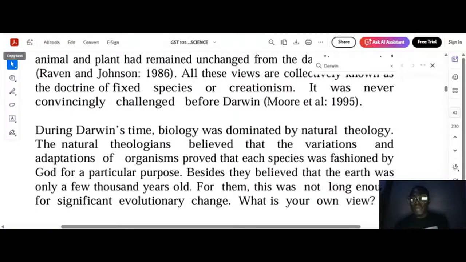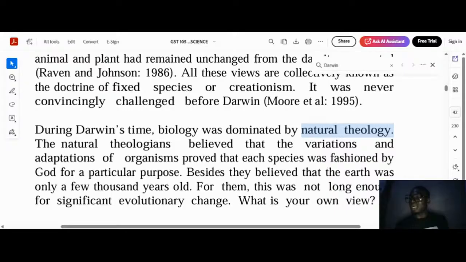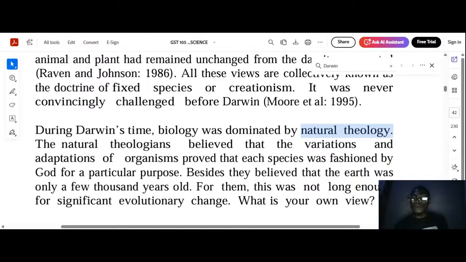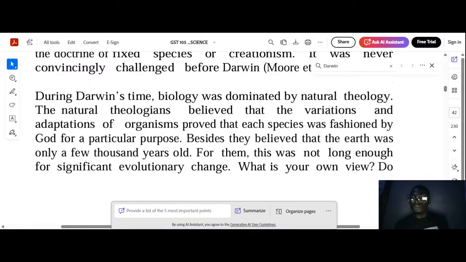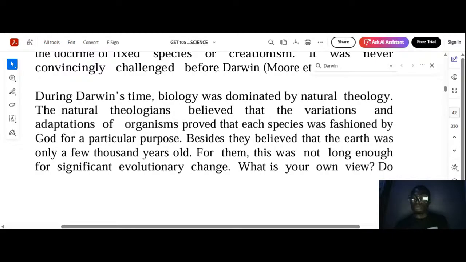During Darwin's time, biology was dominated by natural theology. The natural theologians believed that the variations and adaptations of organisms prove that each species was fashioned by God for a particular purpose. Besides, they believed that the earth was only a few thousand years old. For them, this was not long enough for significant evolutionary change.